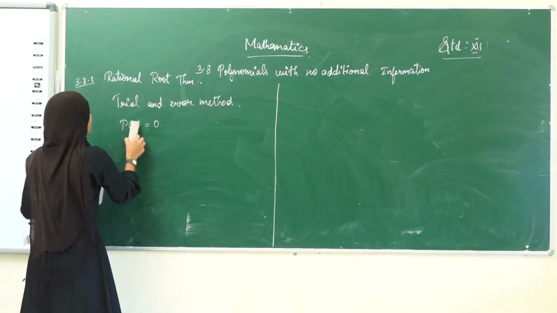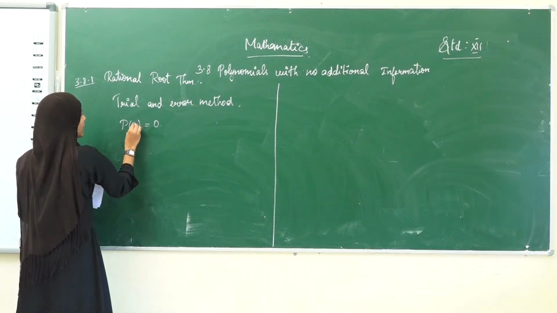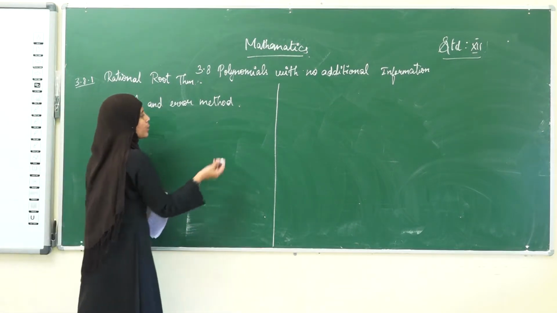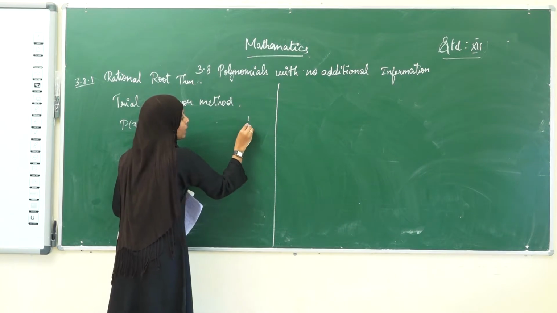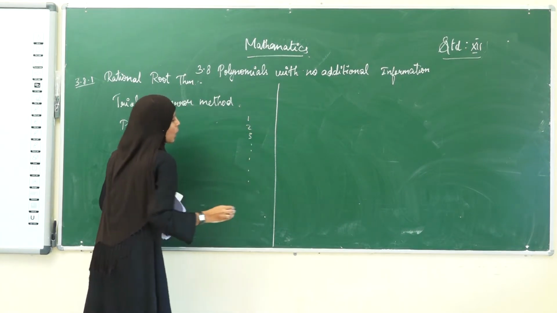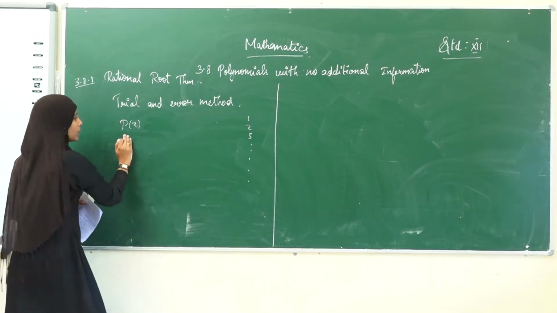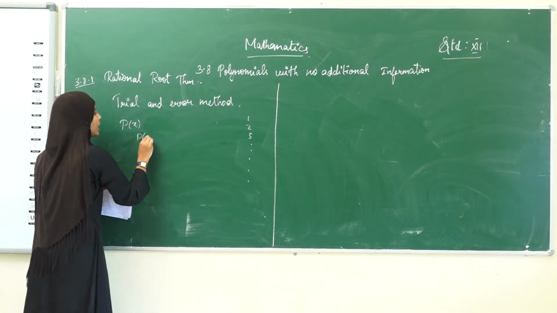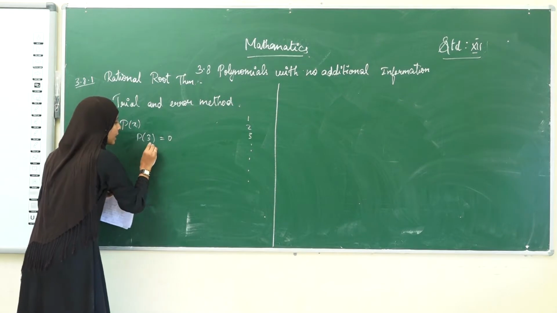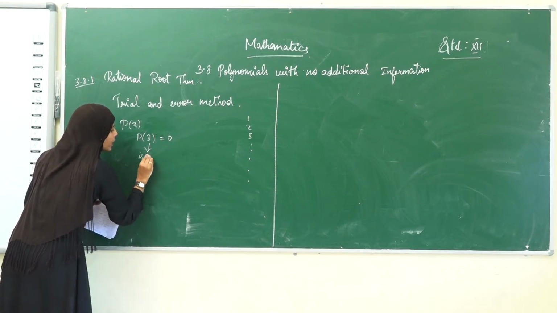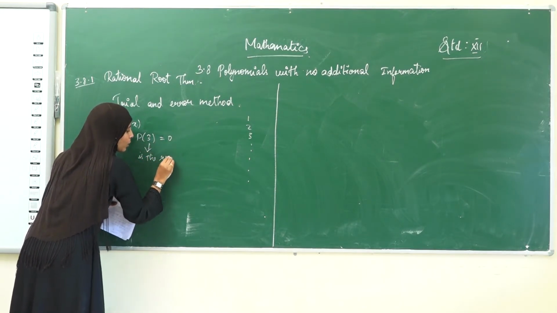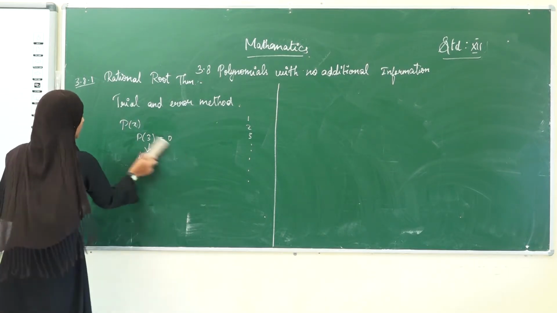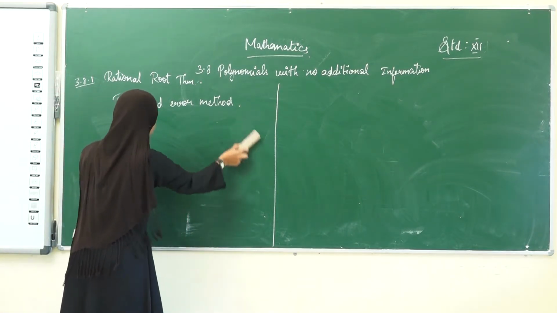Now, let us take p of x as a polynomial equation. We are going to substitute the numbers 1, 2, 3, etc. When we substitute these numbers, for a particular number, for example 3, if we get p of 3 equal to 0, then we can say 3 is the root of the given polynomial equation. So, this is how the trial and error method works. Now let us see an example.